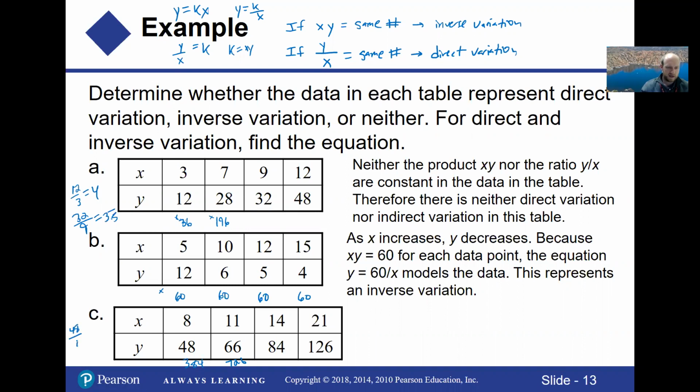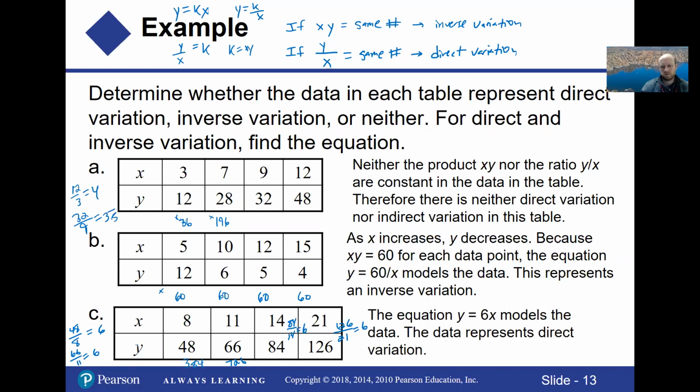48 divided by 8 is 6. 66 divided by 11 is 6. What is 84 divided by 14? Well, that's 6. And 126 divided by 21, that is also 6. So all of the y divided by x's are the same. That means I have direct variation. And they just state it a little bit different. They say that the constant of variation there is 6. So that means that this is a direct variation equation. When we take all the y's divided by the x's each time, it gives you 6, the same number.